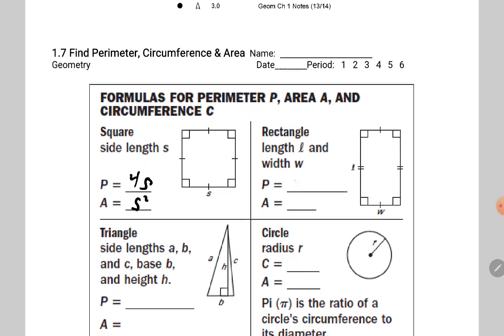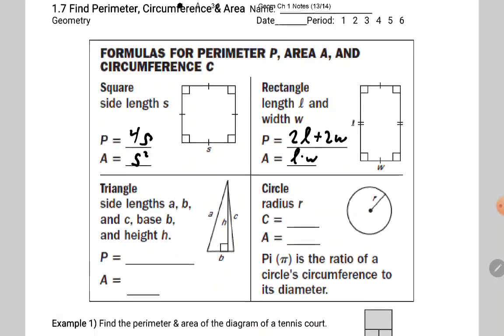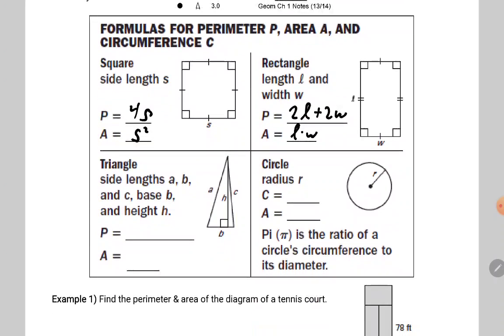For a rectangle, perimeter is 2 times the length plus 2 times the width. That's just adding all the sides. Or length times width for the area. Triangle. Perimeter, A plus B plus C, just adding up all the sides. And then the area is 1/2 the base times height.